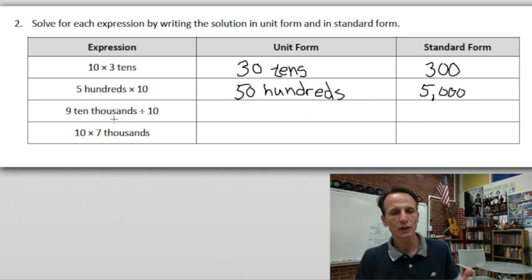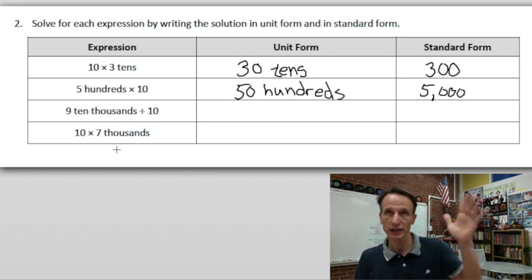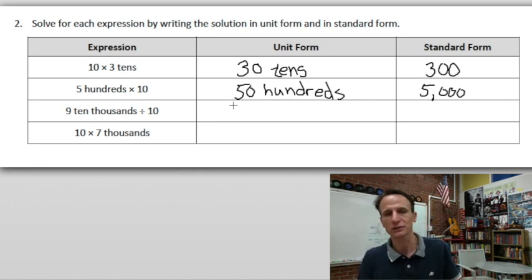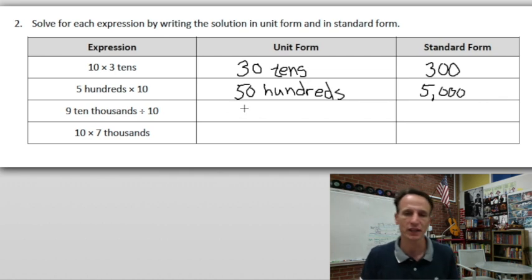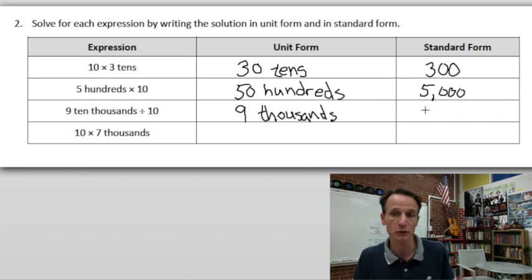Now, same thing here with the division. Notice this one's division. 9 10,000ths, picture that. 9 discs in the 10,000ths place, divided by 10. Well, it would be 9,000s, right? We would just be going down a place. So that would be 9 thousands. And writing that in standard form is the same as the previous one. 9 thousands is 9,000. 9, comma, 0, 0, 0.